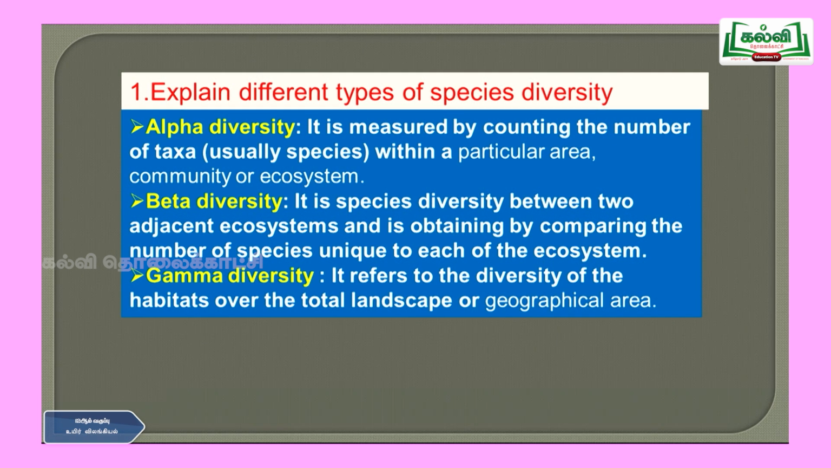So what is alpha diversity? It is the measure by counting the number of taxa, that is usually the species we are counting here, within a particular area and community or ecosystem. So that is called alpha diversity.